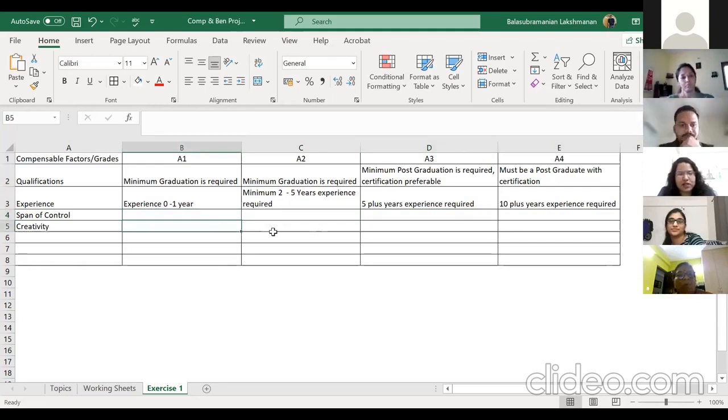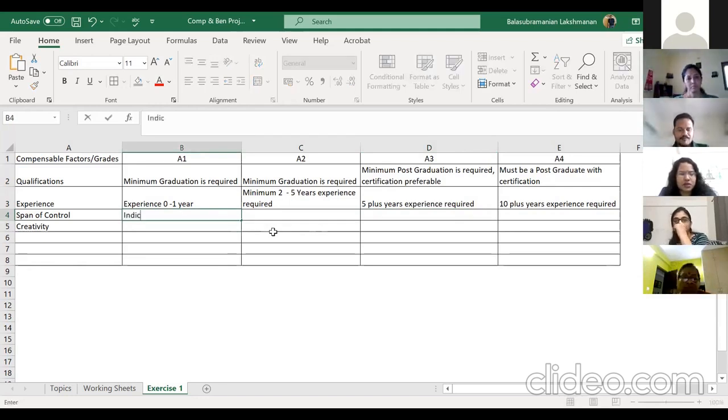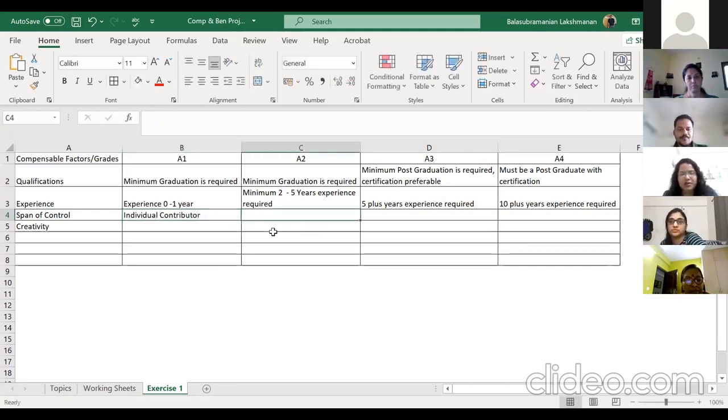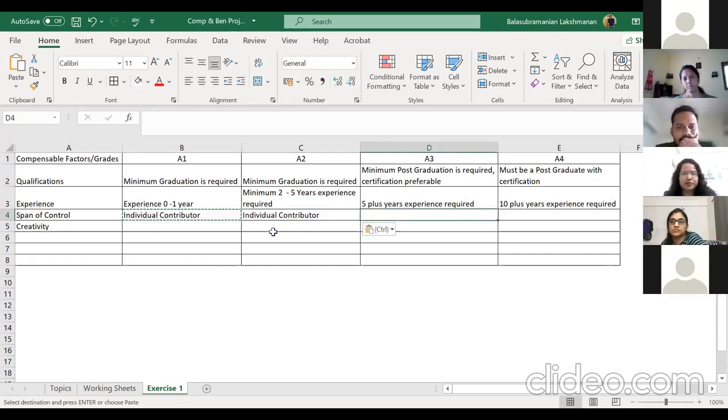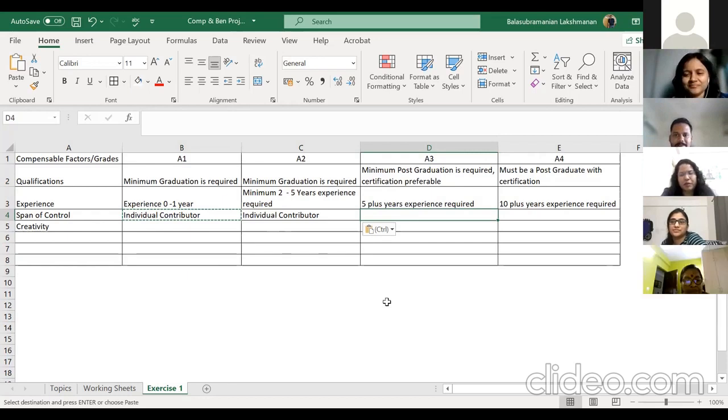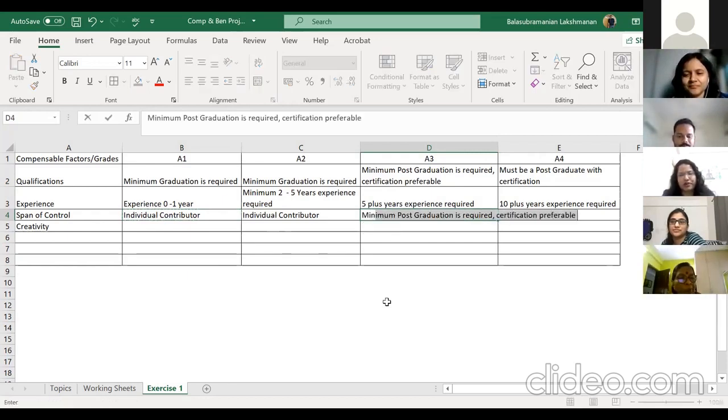Span of control. So A1 can be IC, individual contributor. Yeah, A1 can be IC. And A2 can be IC. From A3, most of these managers have 40 members reporting, if we review the job descriptions. So you can put 40 in A3 and A4, maybe 40 plus. Yeah, A3 can be 5 members minimum, a 5-member team, right? So 5 to 40, 5 to 50, something like that.